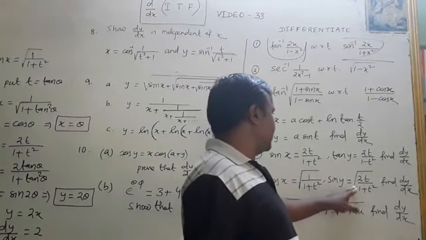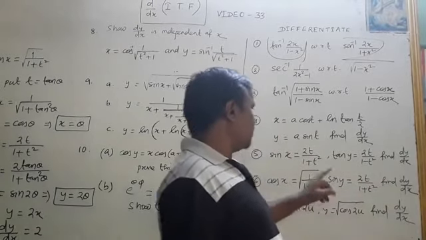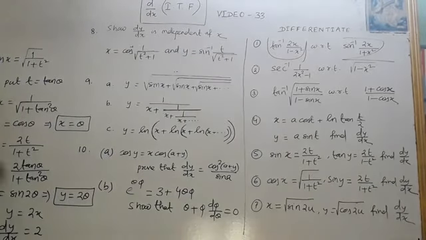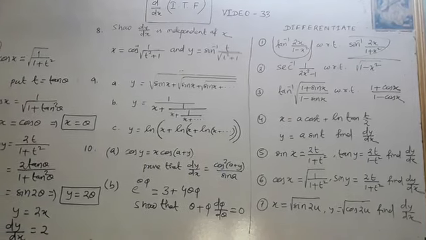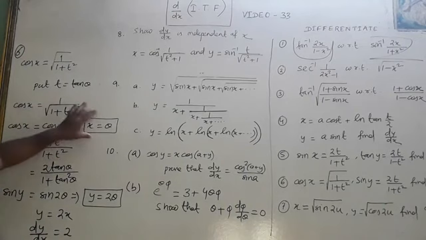Number 6, I have made a small mistake here. Sin y is 2t by 1 plus t square, not root over. So here put t equal to tan theta. Cos x is equal to 1 by root over 1 plus tan square theta. This is 1 by root over sec square theta, that is 1 by sec theta. It becomes cos theta. Cos x is equal to cos theta, so simply x is equal to theta. I am putting it in a box. I am not taking the differentiation.